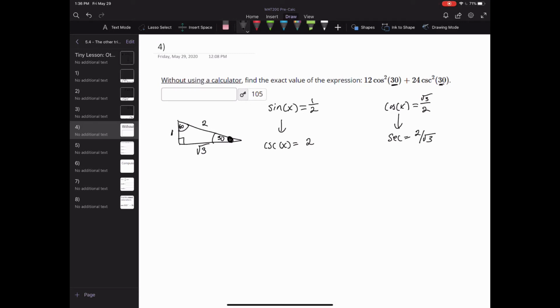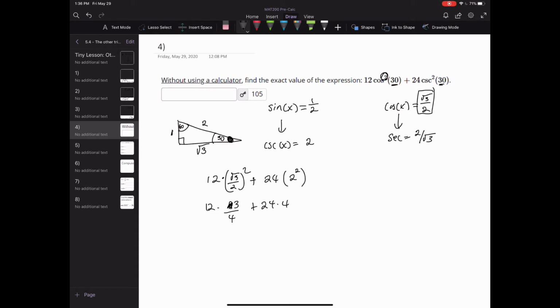And we have all the information now. So this just means 12 times cosine of 30 is this. So this is just radical 3 over 2 squared, because they are squaring it, plus 24 times cosecant is 2. And don't forget, that's also being squared. Now let's just work that out. So this is 24 times 4. And this is 12 times 9 over 4. All I did was square the top and the bottom. Sorry, square root of 3 squared is 3.